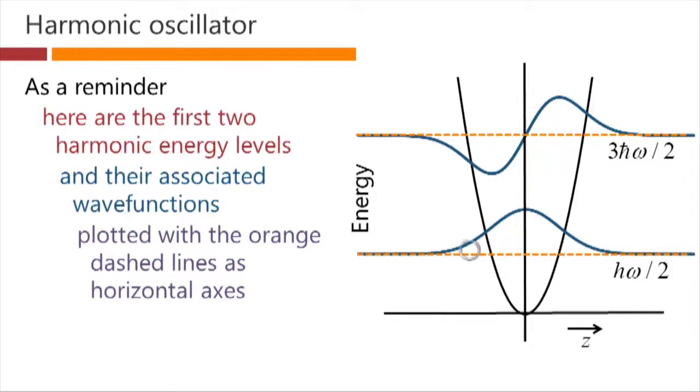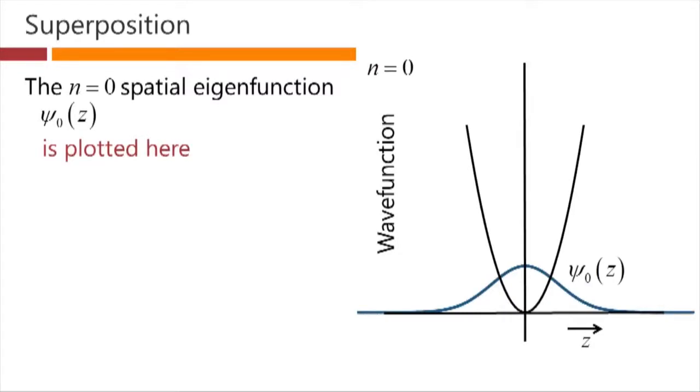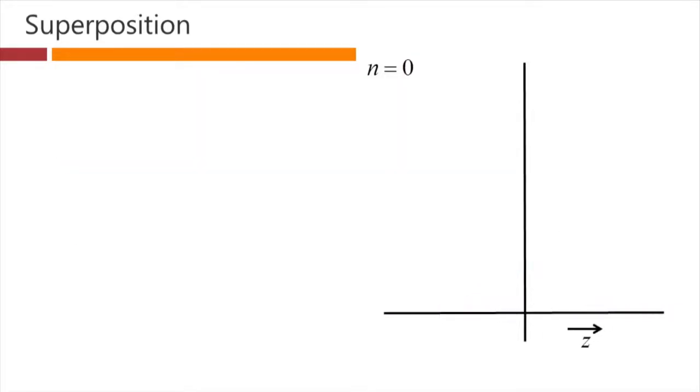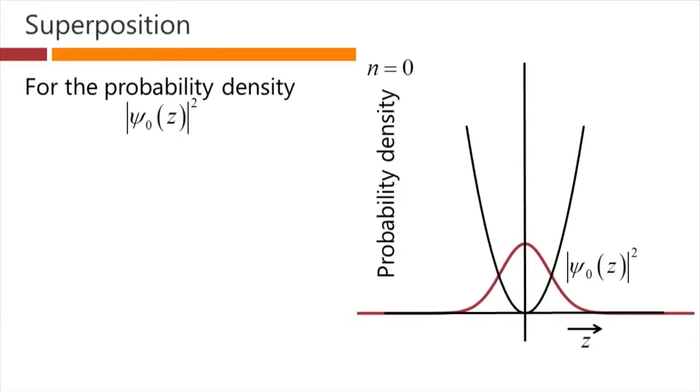And again, in this case, we've been plotting them with these orange dashed lines as the horizontal axes in each case. So here's our n equals 0, the lowest energy state, with the wave function now plotted with the horizontal axis being the height equal to 0 axis. The bottom of the potential well is where we've drawn our horizontal axis for the wave function now. And here's what the probability density looks like, the modulus squared of that function. It's the same kind of shape, but it's just narrowed up a little bit.